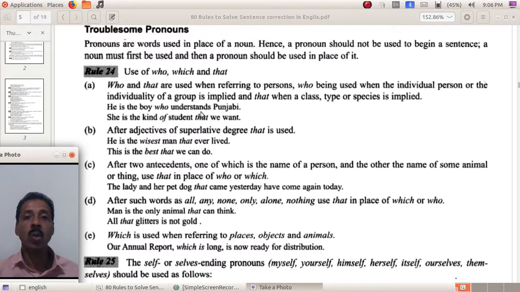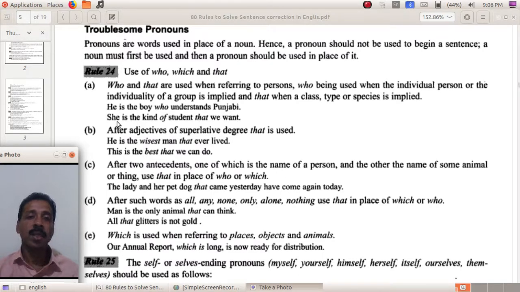He is the boy who understands Punjabi. So here we are considering only one boy and his individuality. She is the kind of student that we want. So this she stands for, or is a representative of, a class or a type. That means we want girls like this one referred to here. So the first one, individual.